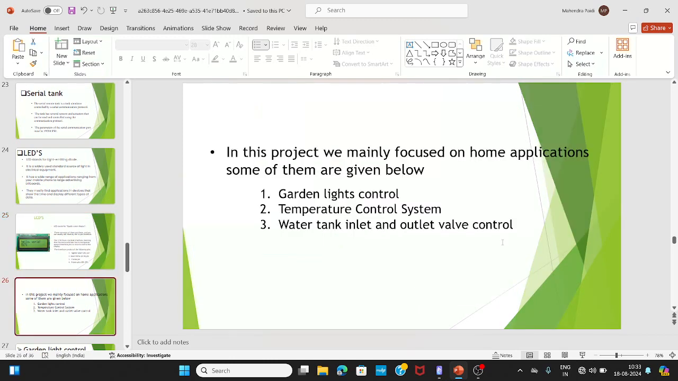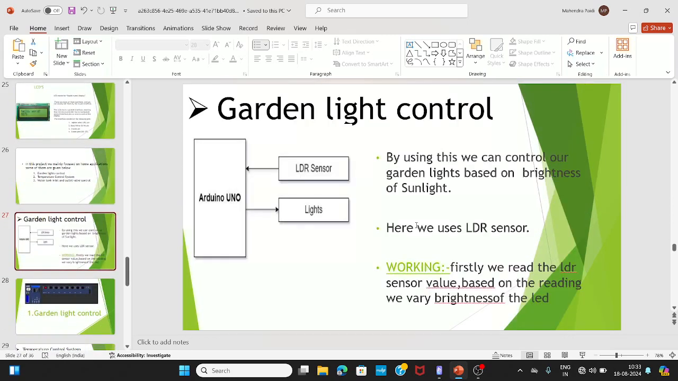And in this project, we mainly focused on home applications. Some of them are given below: garden light control, temperature control system, water tank inlet and outlet valve. First, garden light control. By using this, we can control our garden lights based on the brightness of sunlight.